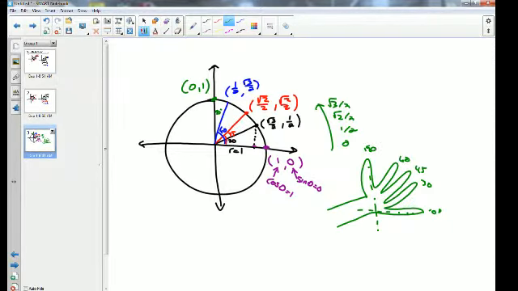Okay. If I fold my pinky in, what's the sine at 0 degrees? 0, because there's nothing below it.